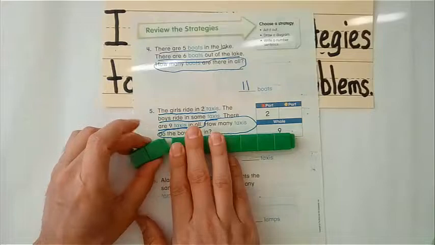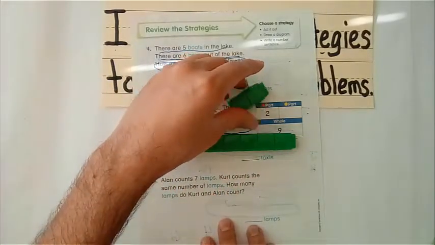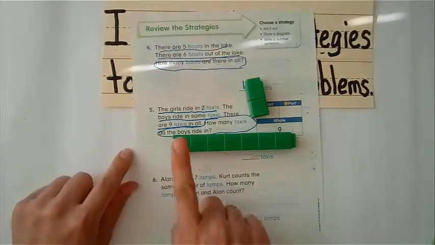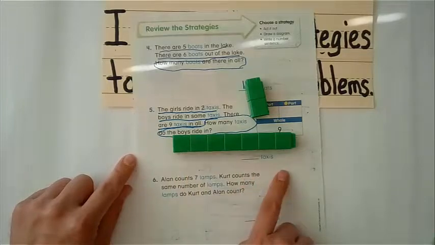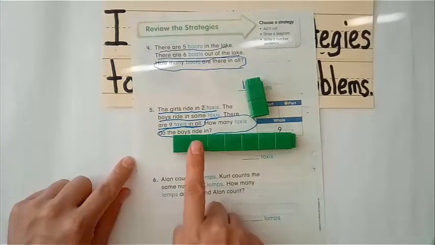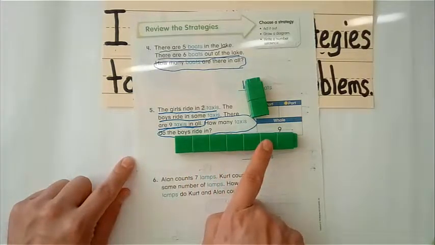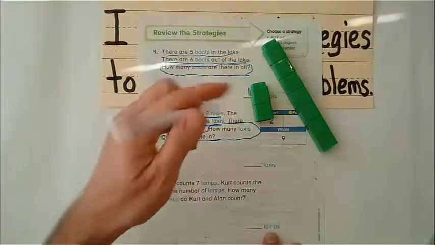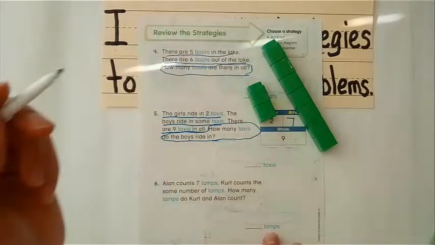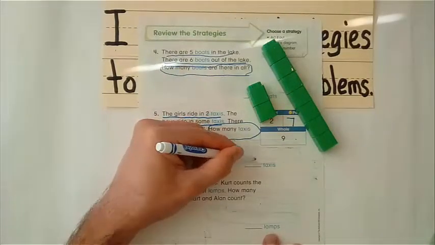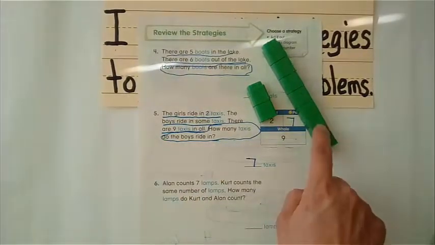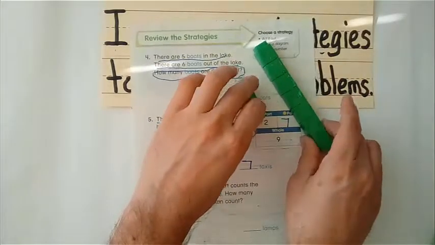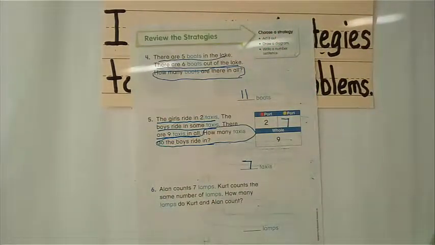So I know how many did the girls ride in? Oh yeah, the girls ride in 2. So this must be the girls. So what's left over must be the boys. This part, 1, 2, 3, 4, 5, 6, 7. 7 must be the part of the boys. So the boys rode in 7 taxis, right? Because that's the missing part. Great.